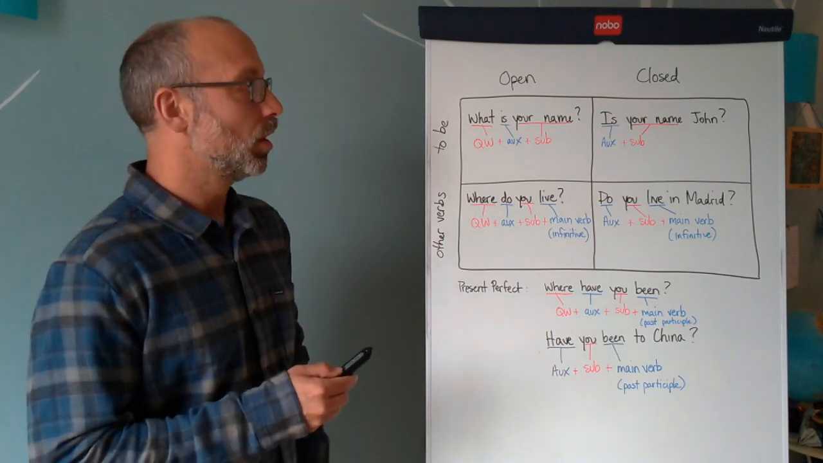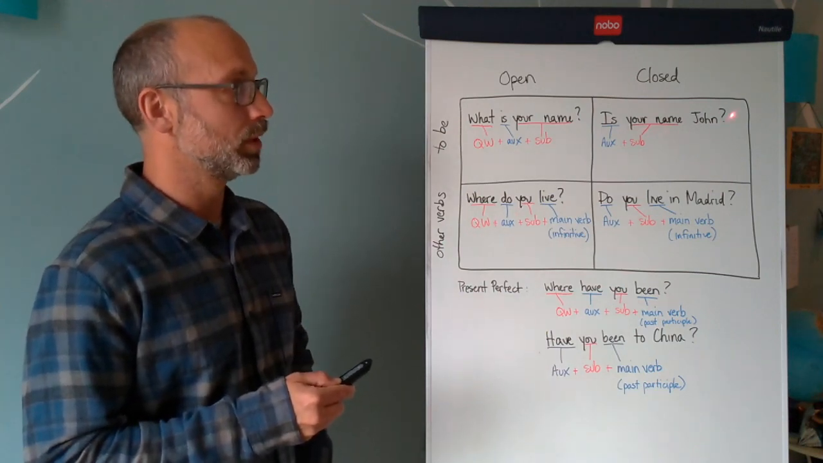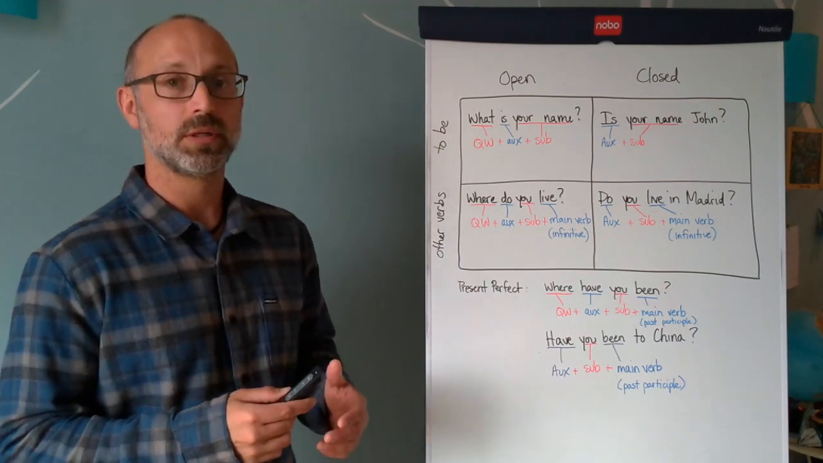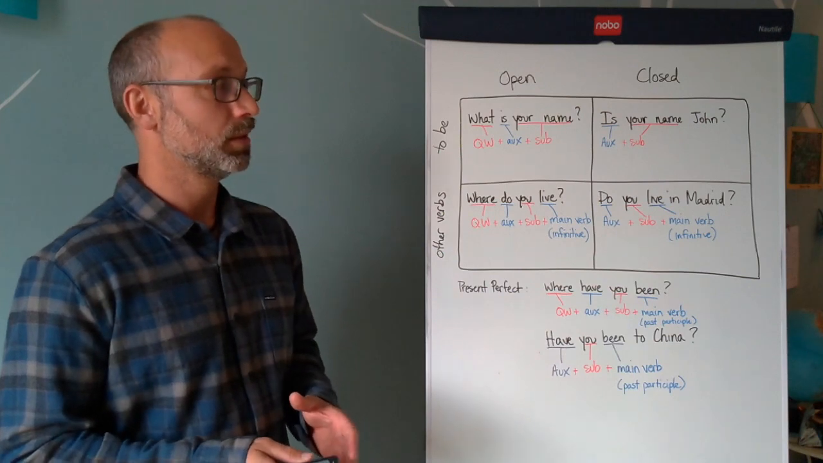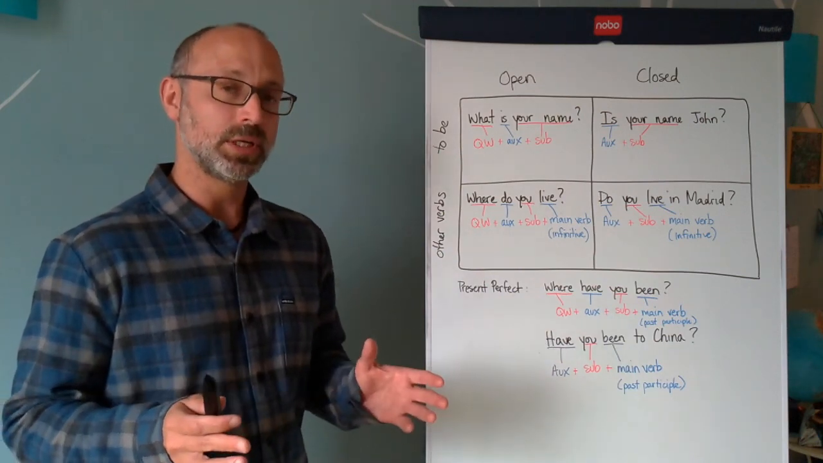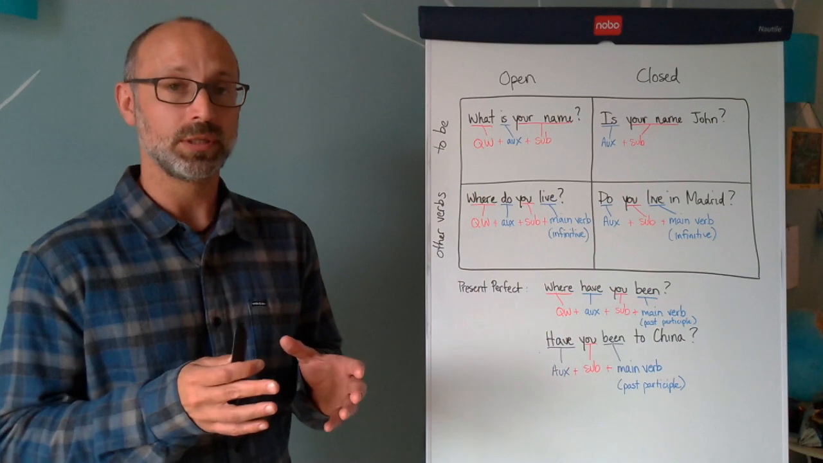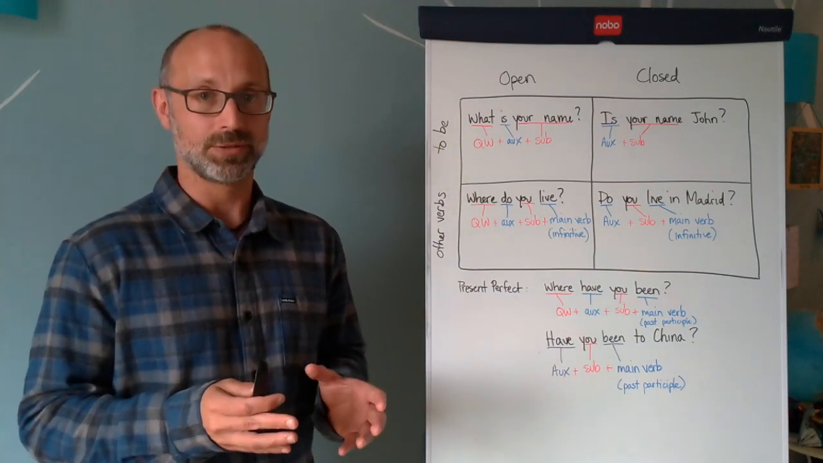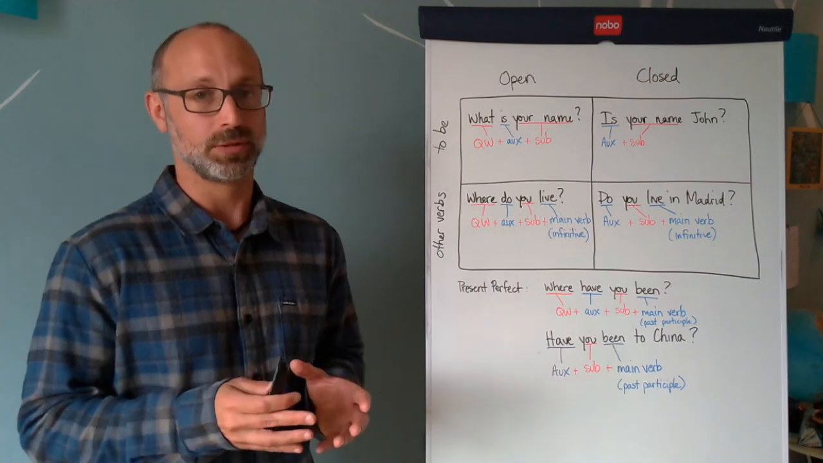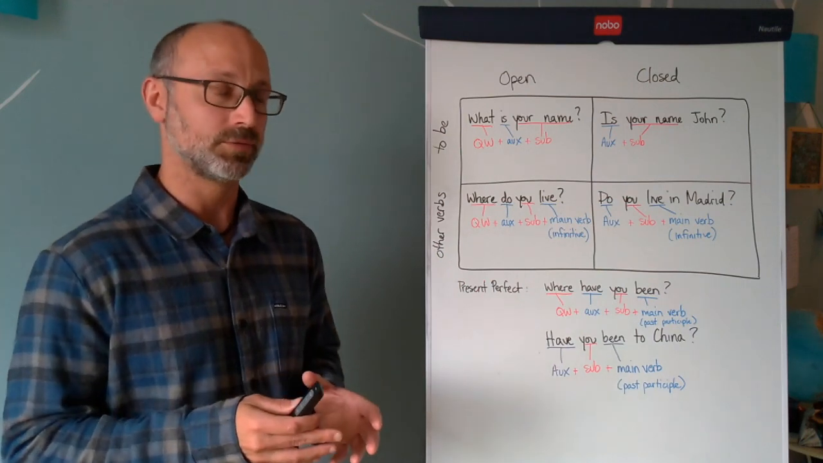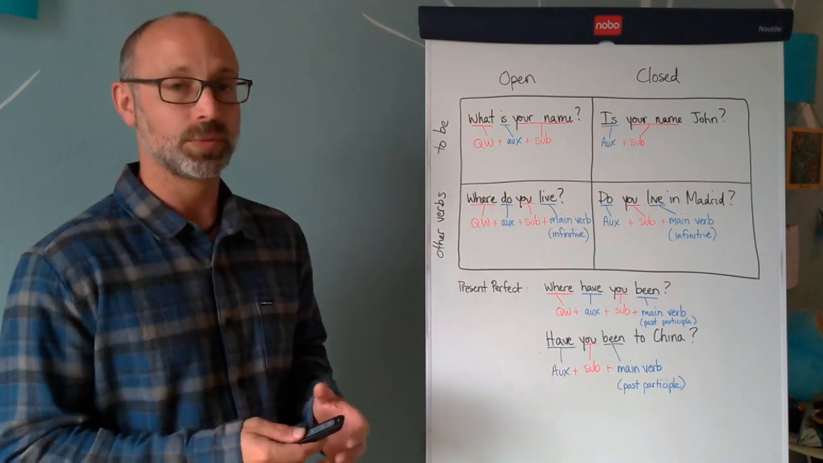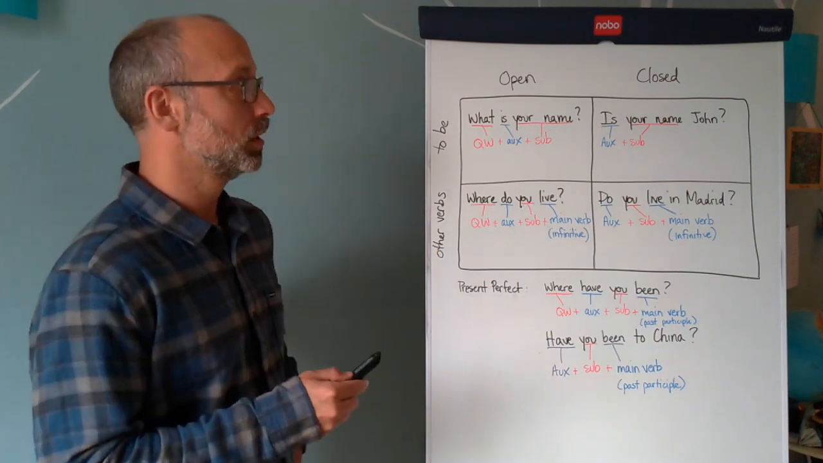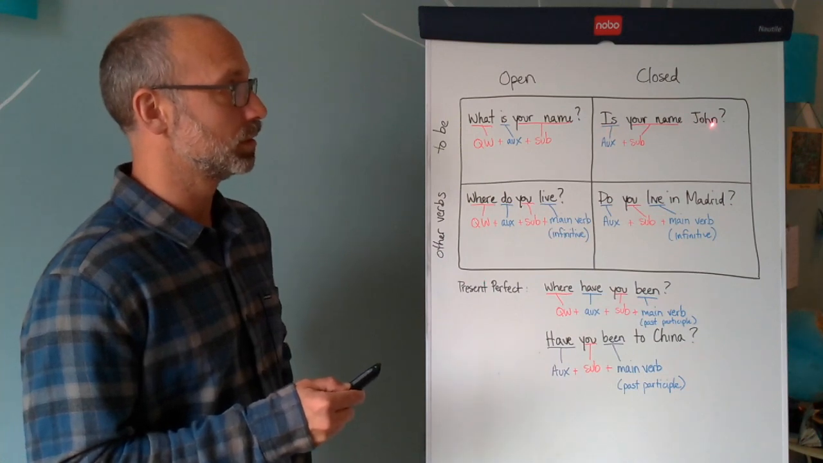Oftentimes as well, we don't always have to include this, but we often include an object. Essentially, by including an object, what we're doing is closing down, or limiting, the possibilities for an answer, which is essentially closing the question. So it makes the question more specific. That's the reason why we often add an object at the end of closed questions. So, is your name John?